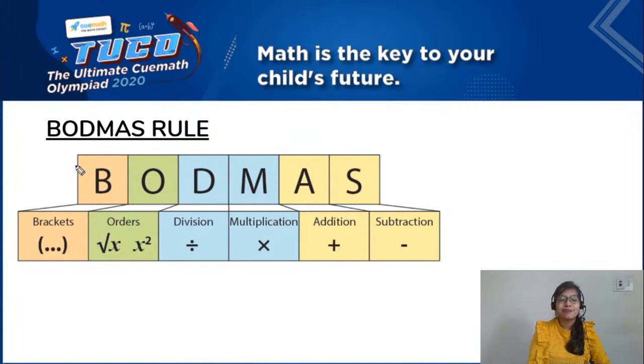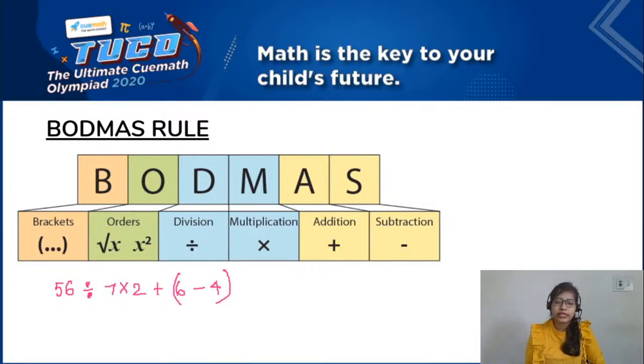So according to BODMAS, B stands for brackets, O stands for orders. Orders are basically your indices, powers and exponents, you could say. D stands for division, M stands for multiplication, A for addition and S for subtraction. Okay. Now with this, quickly let me give you a very small example and we would be understanding about it in this way. 56 divided by 7 times 2 plus 6 minus 4. Okay. So this is what I have and I have to evaluate this expression.